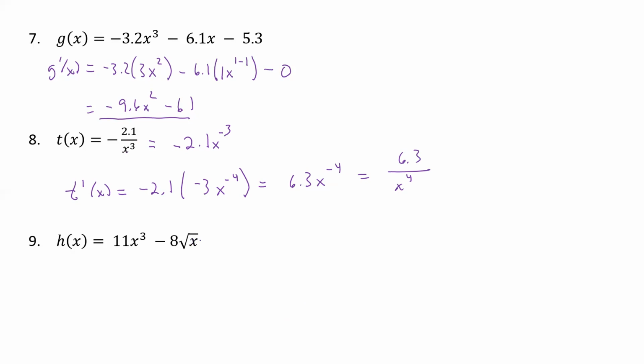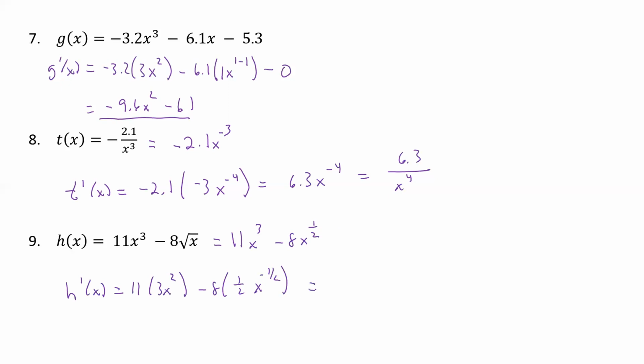All right, what about this one? Well, this one again, I think I'm going to rewrite as exponents only. So that gives me 11x to the third minus 8x. Now the square root, remember, is to the 1/2. Okay, so now I have something that I can do kind of like I did up here or even here. And so I have h prime of x is equal to, well, now I have 11 times 3x squared minus 8 times, now I have 1/2 x. 1/2 minus 1 is minus 1/2.